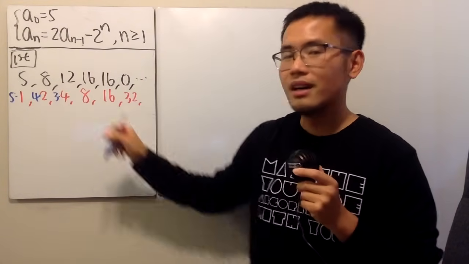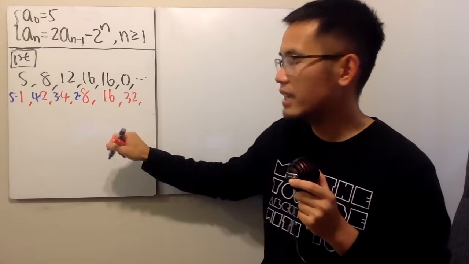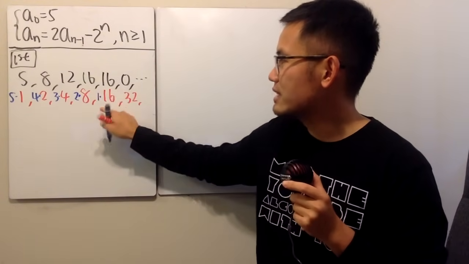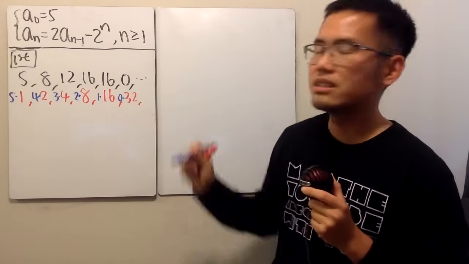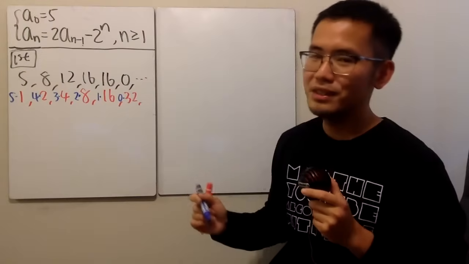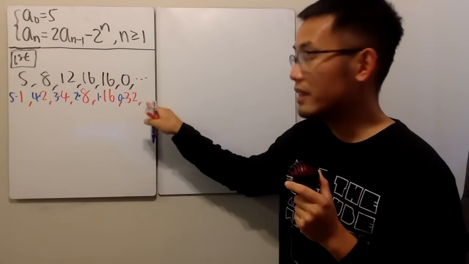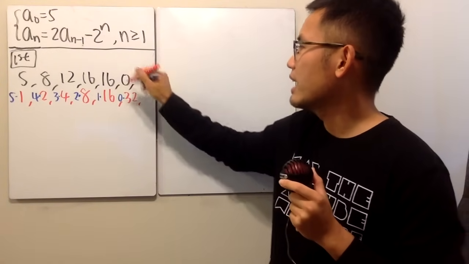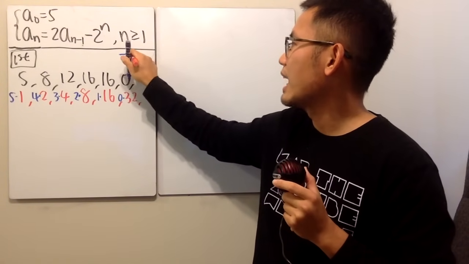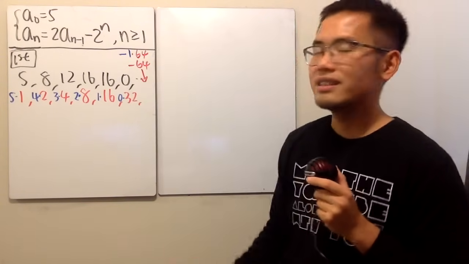3 times 4 gives us 12, and then 2 times 8 will give us 16, and then 1 times 16 will give us 16, and lastly, 0 times 16 will give us 0. 0 times 32 will give us 0. What's next? It will just be negative 1 times 64, isn't it? So that will be negative 64 for the next number.